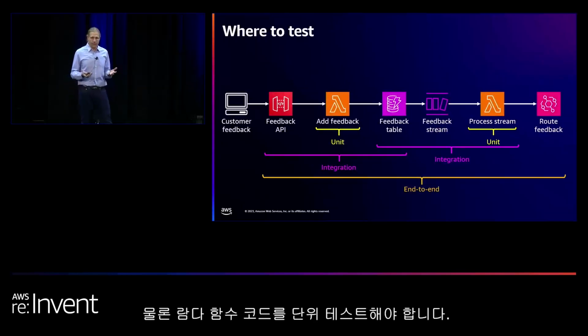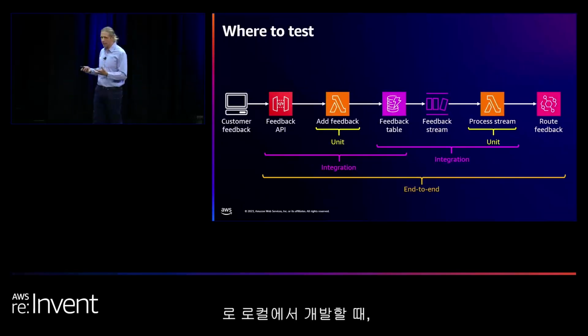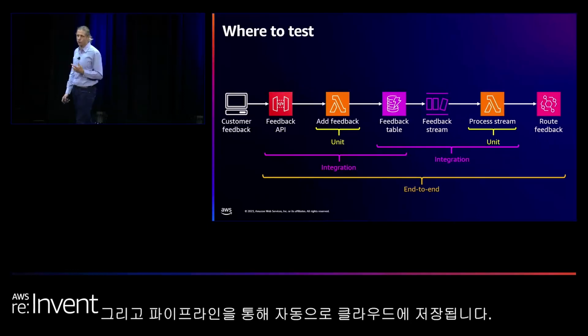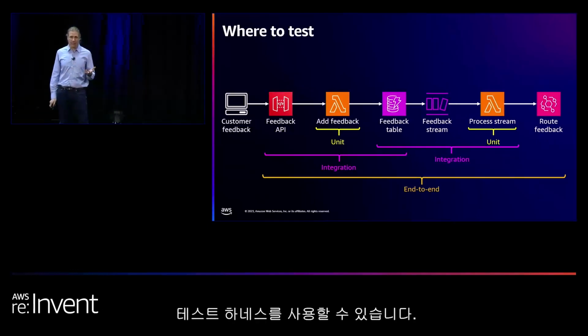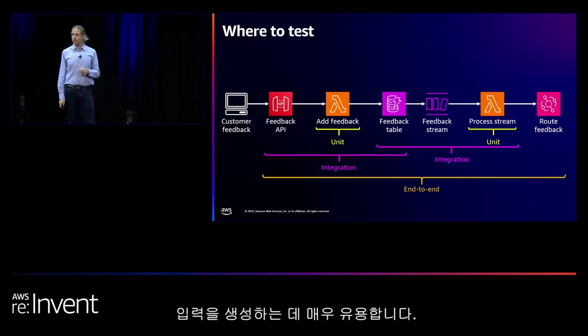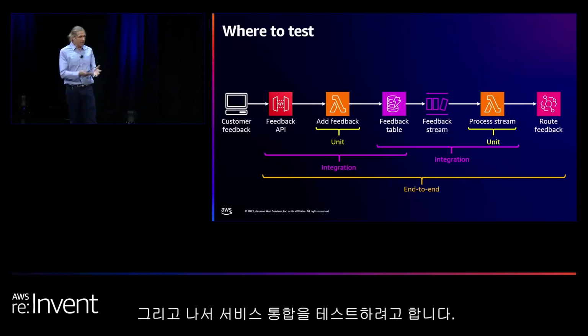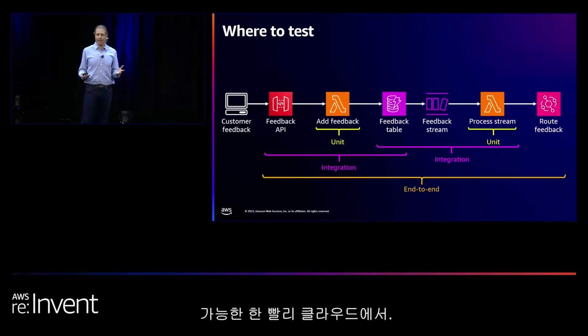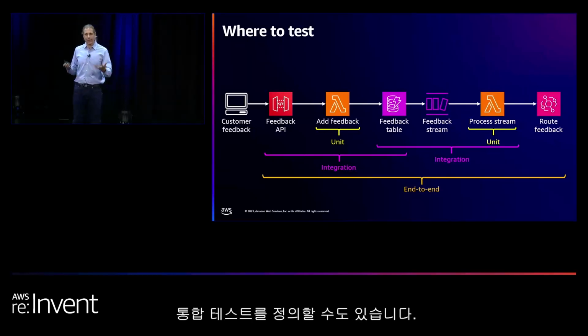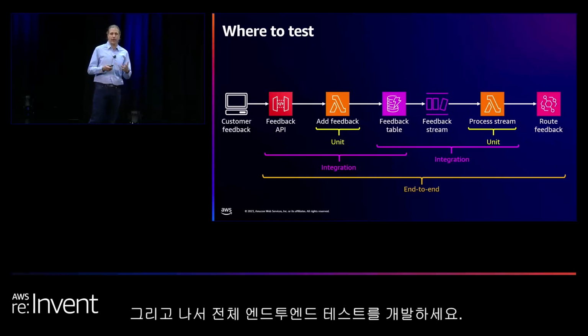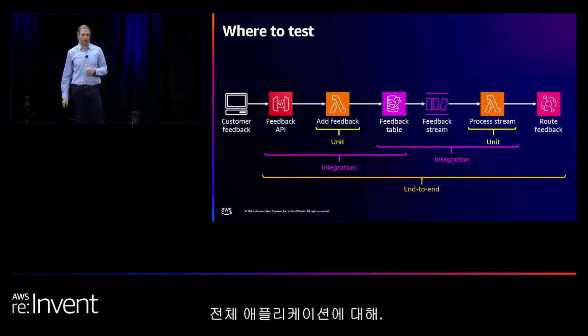You should, of course, unit test your Lambda function code when developing locally and then automatically in the cloud through your pipelines. You can use test harnesses. These are super useful to generate inputs and then to receive the outputs. And then you want to be testing service integrations in the cloud as quickly as possible. Maybe you're going to define some integration tests. Maybe you're going to pick 2 or 3 services and then develop your full end-to-end testing for your whole application.